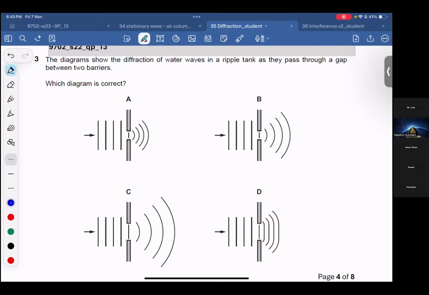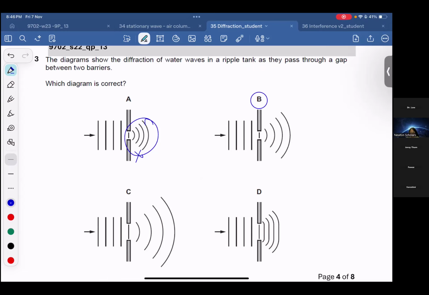First, diffraction of water wave. We didn't change the depth. Depth is constant, so your speed and your wavelength should not change. This one, why does the wavelength change? No. Wavelength should be the same, dear. So to fulfill this, answer should be B. Wavelength size are the same. Any question?